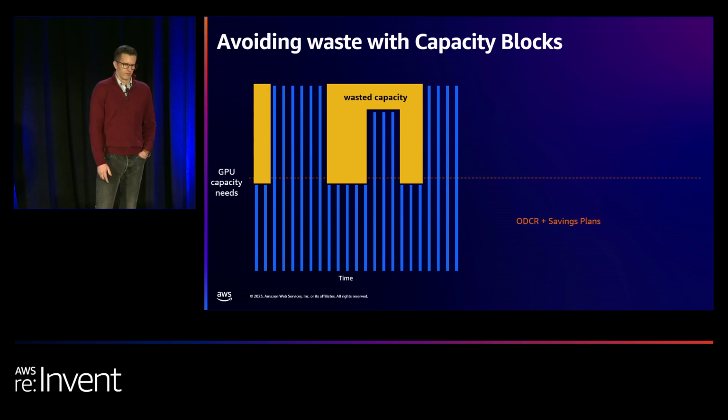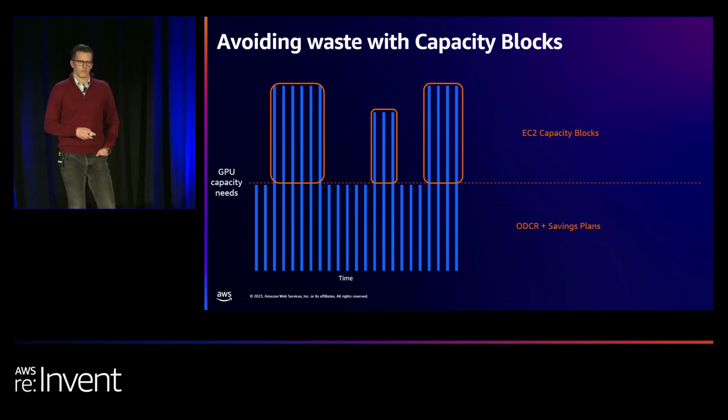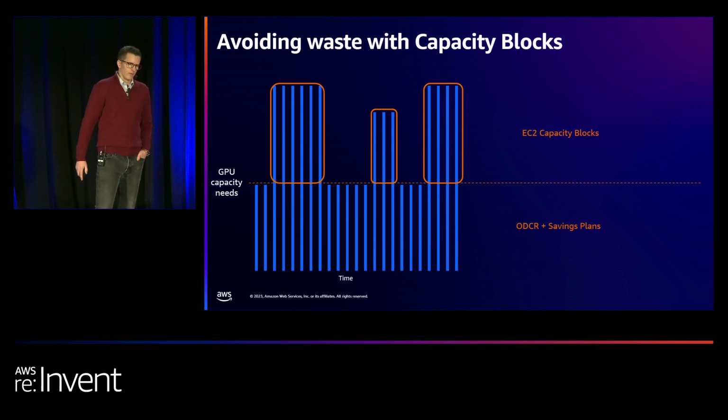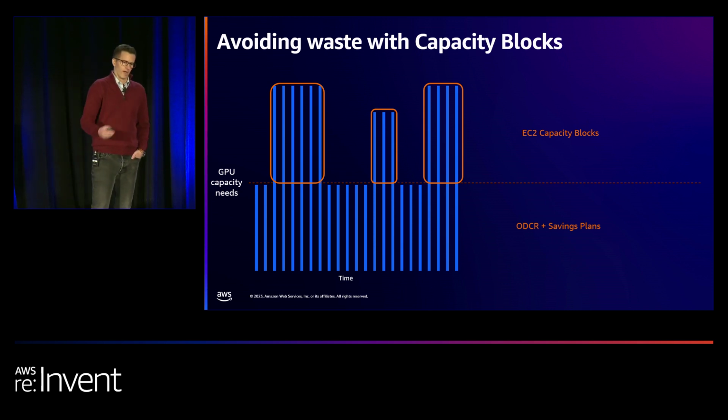What Capacity Blocks allow customers to do now is you can reduce the amount of capacity that you're reserving with an ODCR down to what you think your baseline needs are going to be. And you can supplement that with Capacity Blocks just when you need that burst of capacity. And you can still cover your baseline ODCRs with savings plans to get a better rate there. And then you don't have all the wasted capacity in between your peaks with Capacity Blocks.